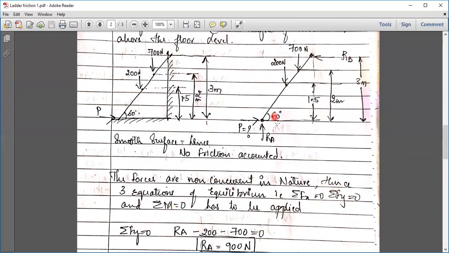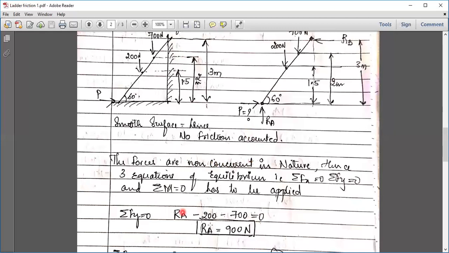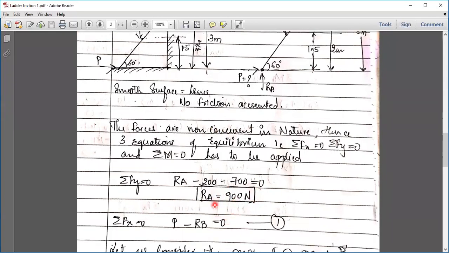F of y means all the vertical forces. Vertical forces are 1, 2 and 3. So Ra is positive upwards and these two are negative. I'll write Ra minus 200 minus 700 equal to 0, wherein only Ra is unknown. I get the value of Ra, the reaction at A.